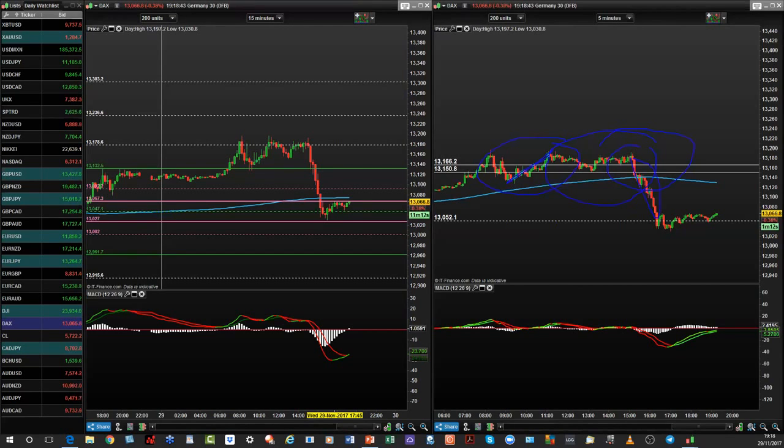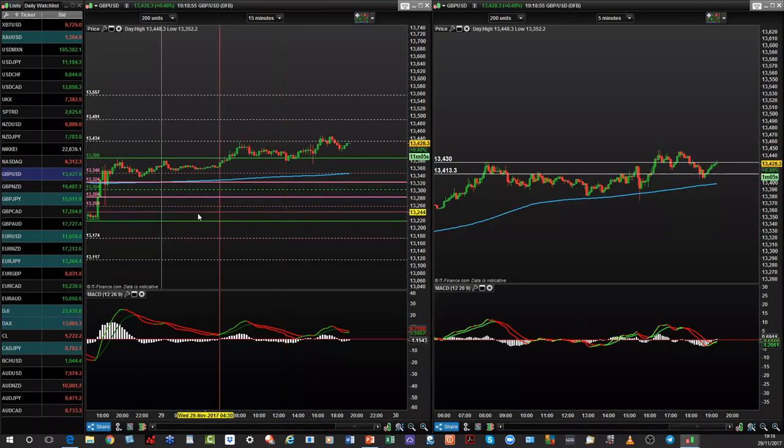I also traded the pound. The pound was okay, but nowhere near as lucrative. I actually traded this aspect here.